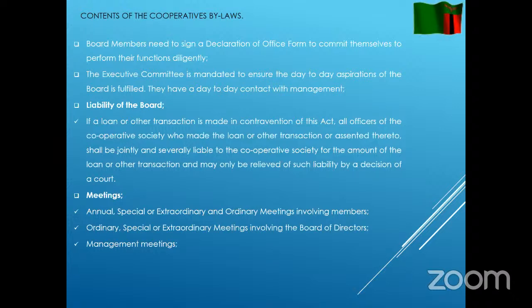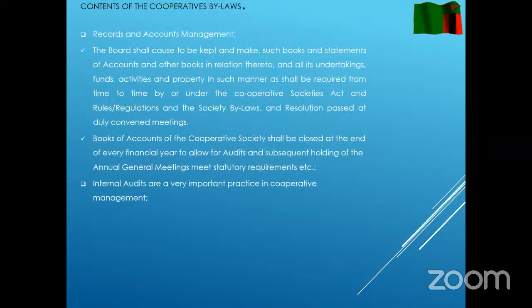You can agree as members that you'll be holding meetings quarterly. These are ordinary meetings. As per your calendar, you are holding this meeting. As per your calendar, you are doing this kind of activity. So you need to report back to members, and then you move forward. These meetings can be at the level of the board or the general meeting, or the general assembly.